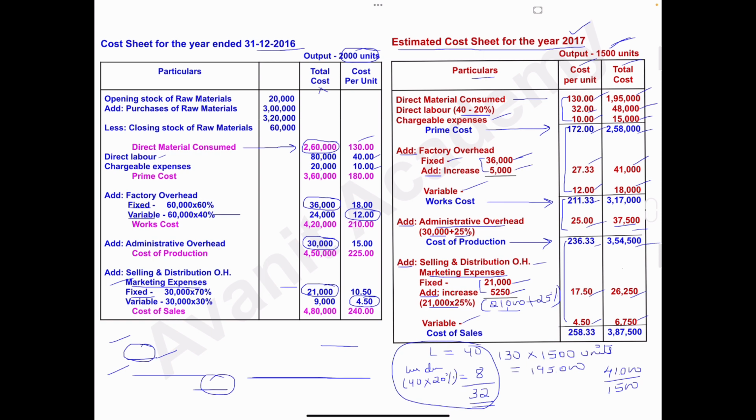Add cost per unit column. 236.33 plus 17.50 plus 4.50, and the total is 258.33. Total cost: 3,54,500 plus 26,250 plus 6,750, and the total is 3,87,500. That is cost of sales.